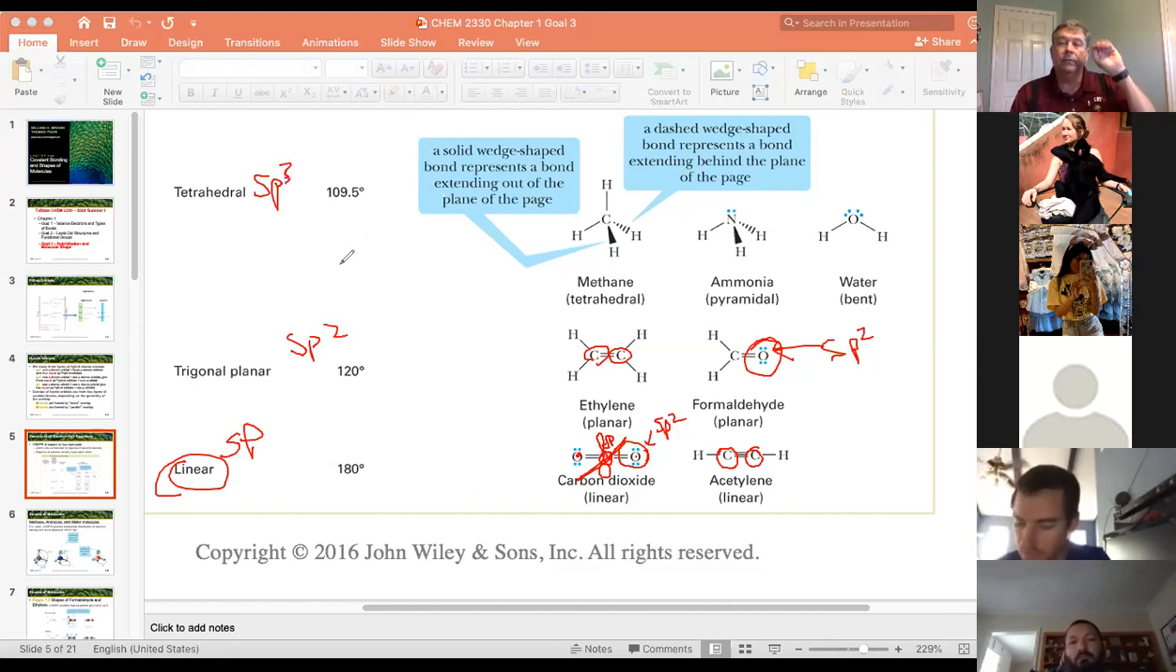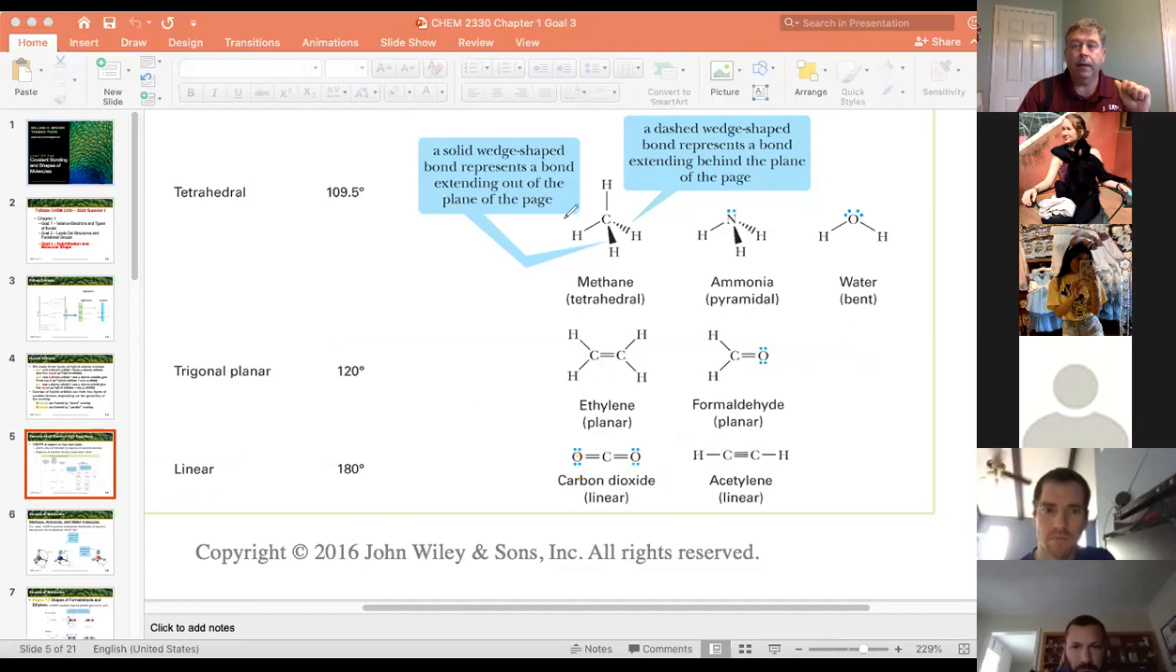So tetrahedral, 4 equal bonds. Trigonal planar, 3 equal bonds plus 1 p, sp2 hybridized. sp, 2 equal bonds plus 2 p's. Okay, that's the really critical factor here, okay? Questions on that real quick? All right, I'm gonna clear my writing and move to the next slide.